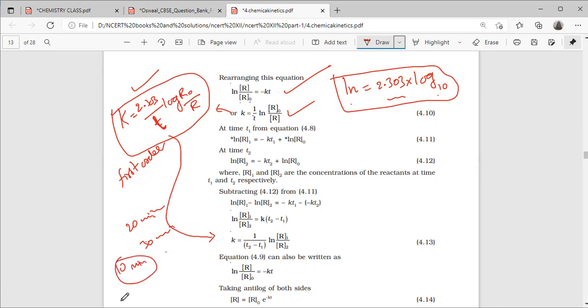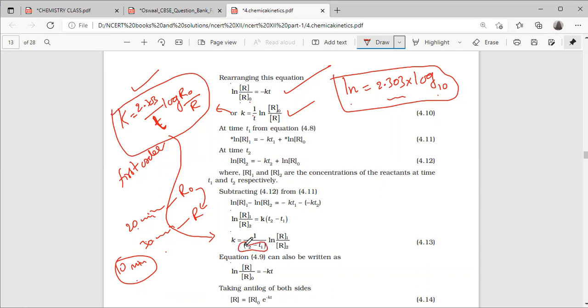At 20 minutes, suppose initial concentration R naught is there. At 30 minutes, concentration R is there. The reaction carrying how many minutes? 20 minutes or 30 minutes or 10 minutes? From R0 to R, only 10 minutes, right? How did we get 10 minutes? Final time minus initial time. That means T2 minus T1.